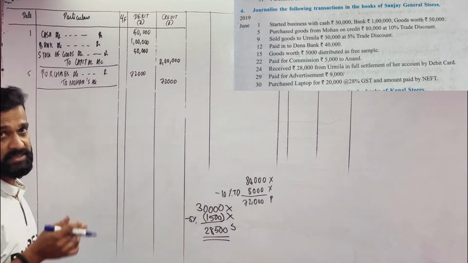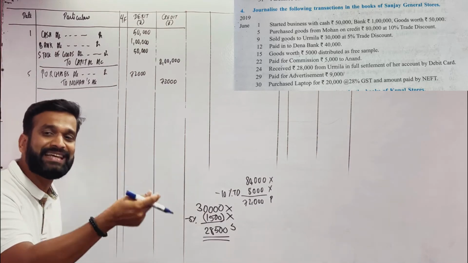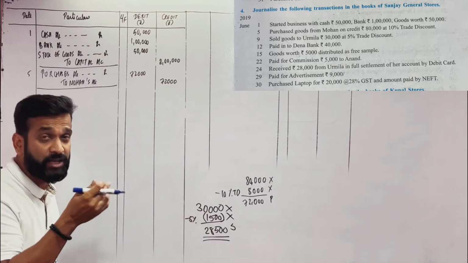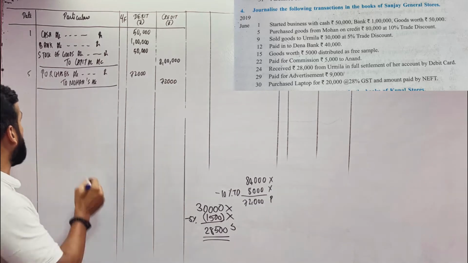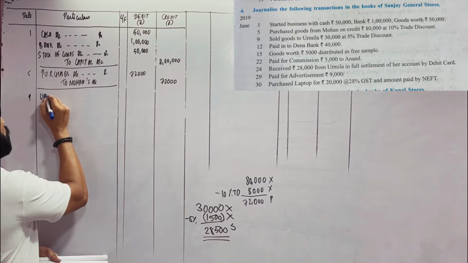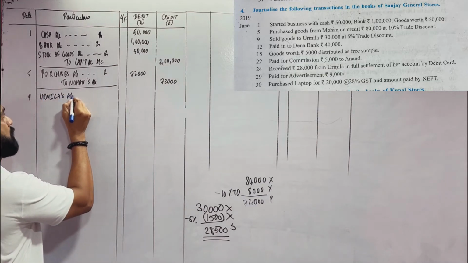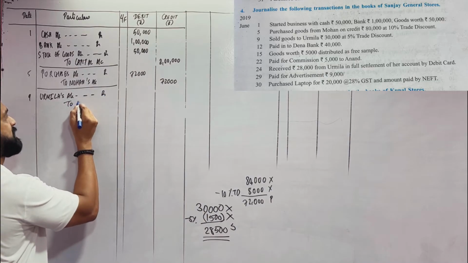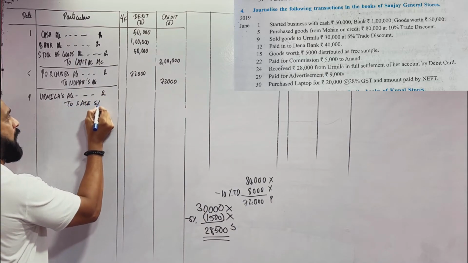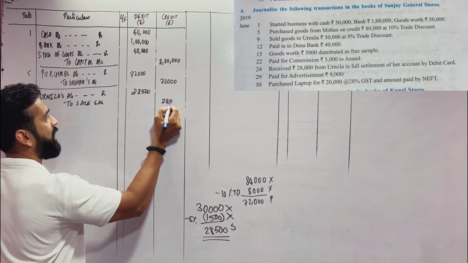It is sales. Sold goods means sales. Sales account is always credit. So which is debit? That is Urmila. So I will write the date. Date is 9. I will write Urmila's account is debit to sales account. The amount is 28,500.